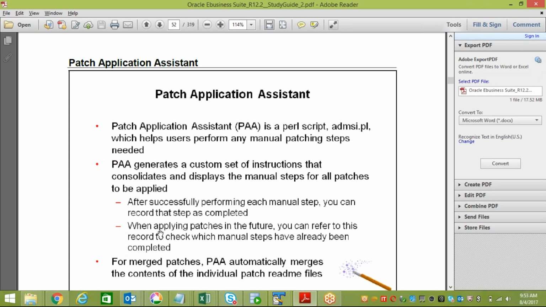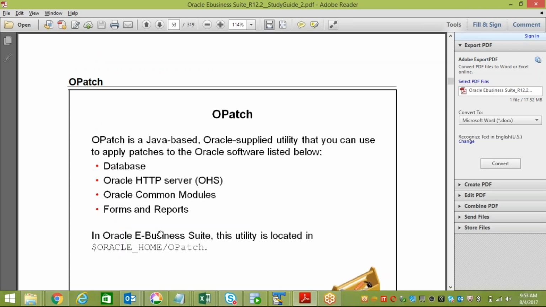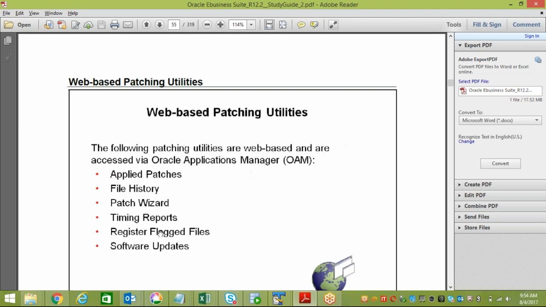Such utilities were there in prior versions also. So whenever you need to apply a patch, it is mandatory to go to the readme text manually, and though you use this utility, you just need to cross-verify with the readme text. OPatch is a database patch utility to apply the database patches. Smart Update is the utility with which you can apply patches on Oracle WebLogic Server. For the technology stack, they have given this particular method.